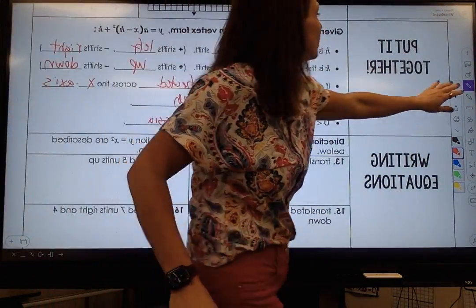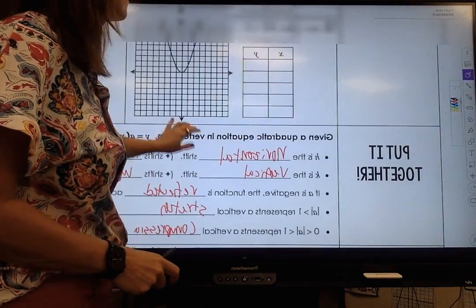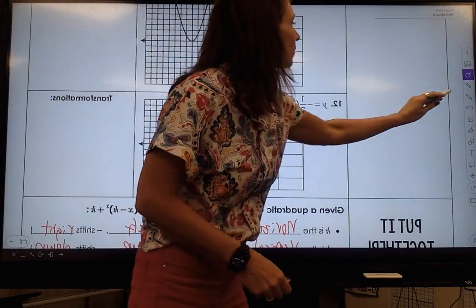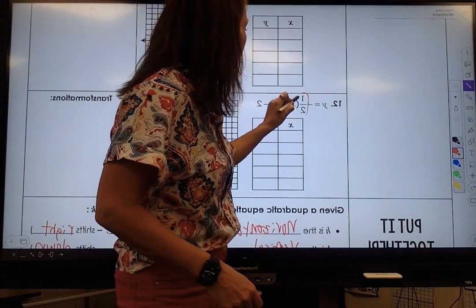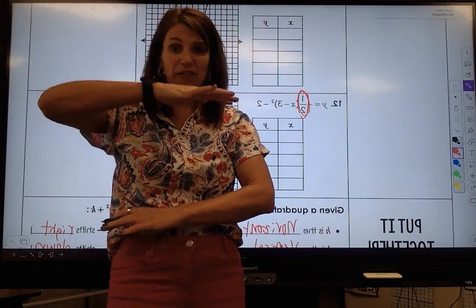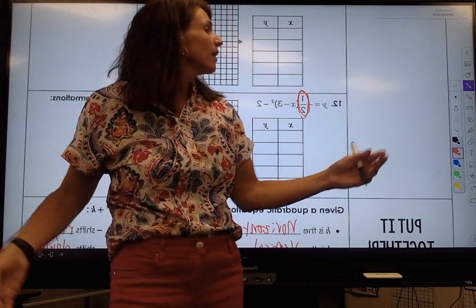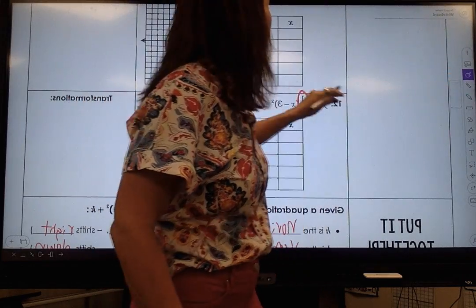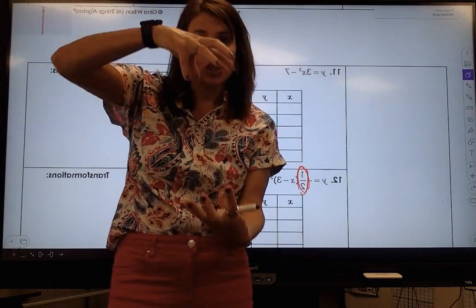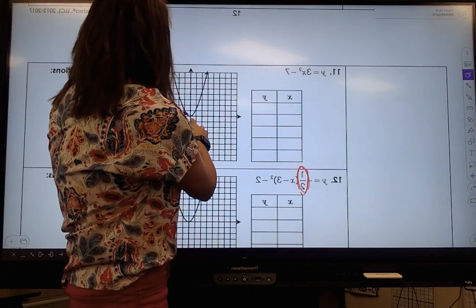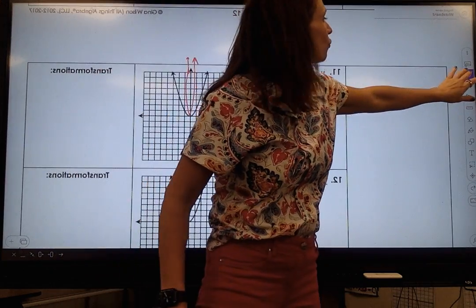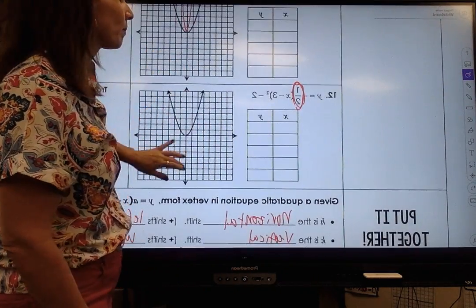So here's what that means. When you have something that looks like this, this value is less than 1, so that's a compression. It's going to make it fat. It's going to go wide. That's a compression. This on number 11, this 3, it's going to stretch it out. It starts here, and eventually it's going to look like this. It's a stretch. Okay, so stretch versus compression.